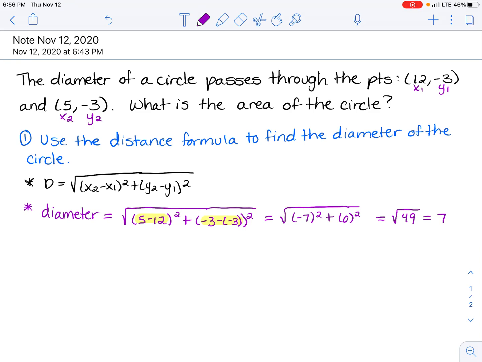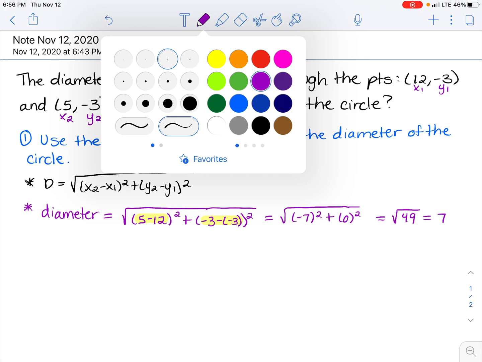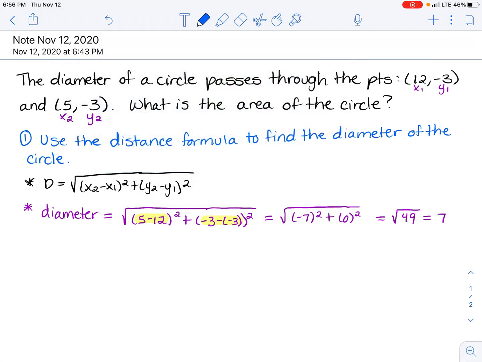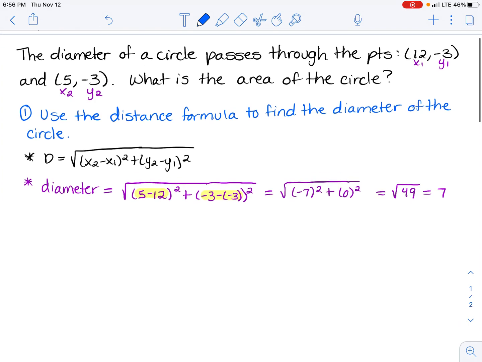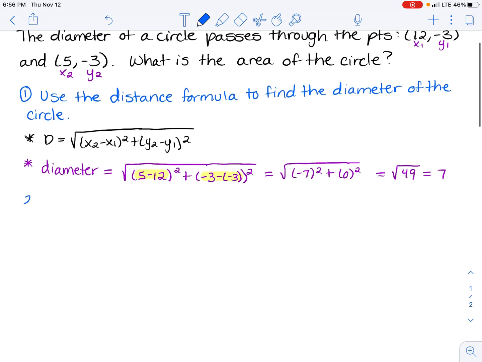Okay, so now that I have the diameter, I want to figure out what's the area of the circle. And so remember, the area of the circle is pi r squared, or in other words, we need to find the radius to find the area of the circle. And so to find the radius, I just take the diameter and divide it by 2.